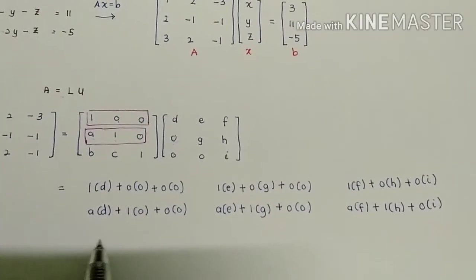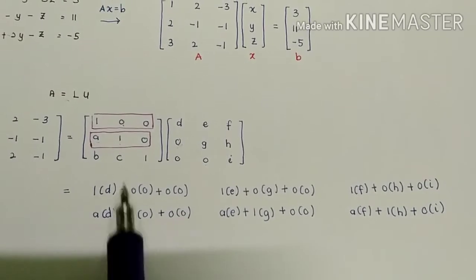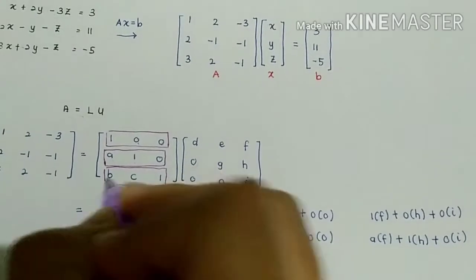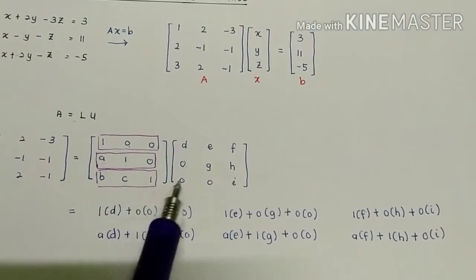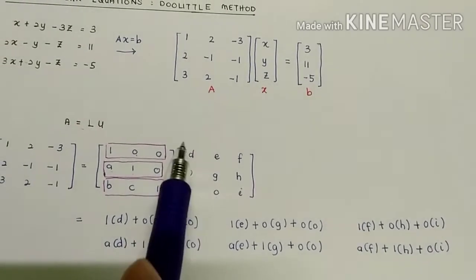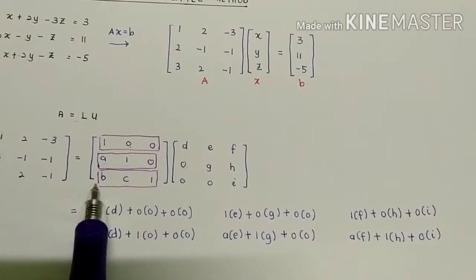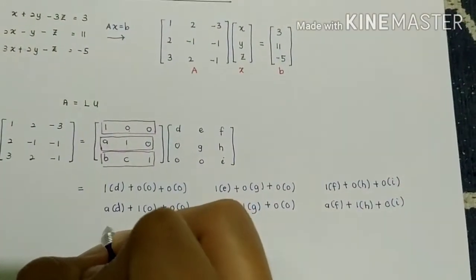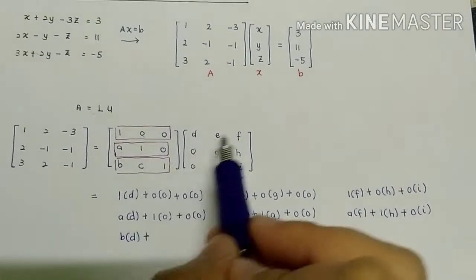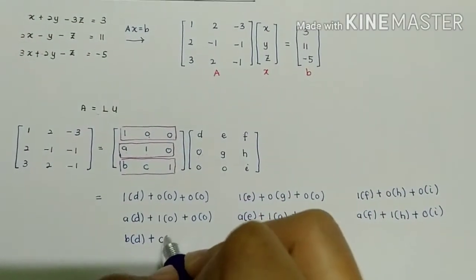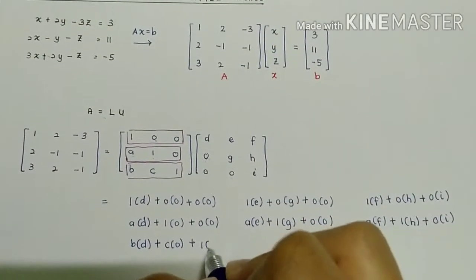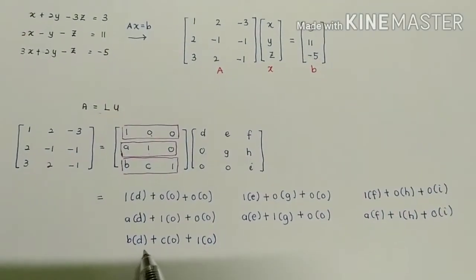So this is for the second row, and we can proceed with the third row. The last row, we have B, C, and 1. The third row of matrix L, we multiply with the first column of matrix U. So we have B times D plus C times 0 plus 1 times 0, for the first column.